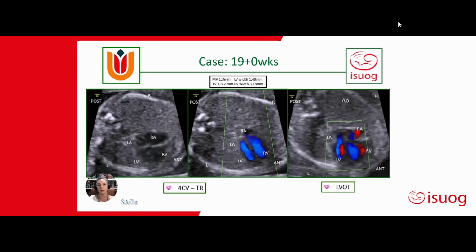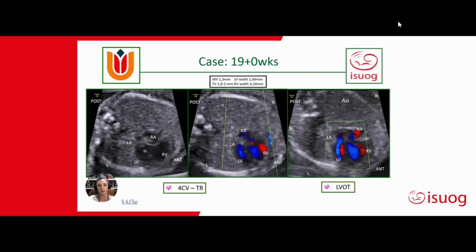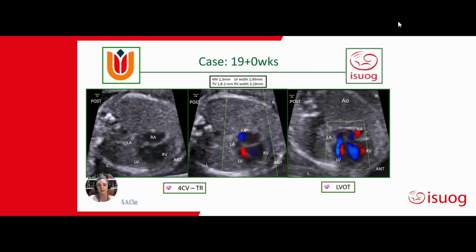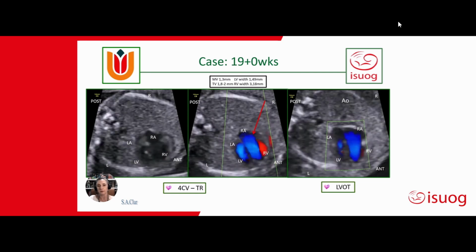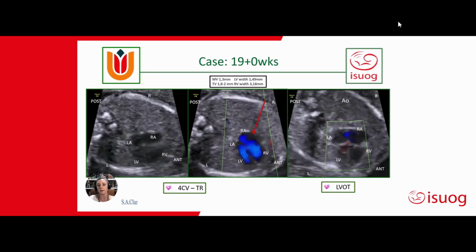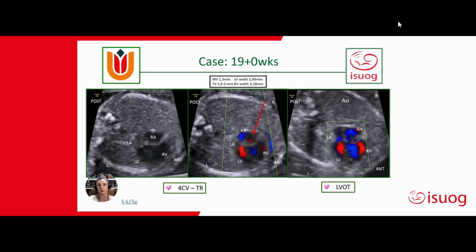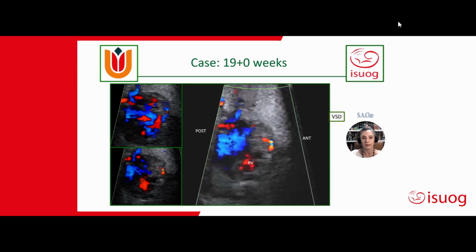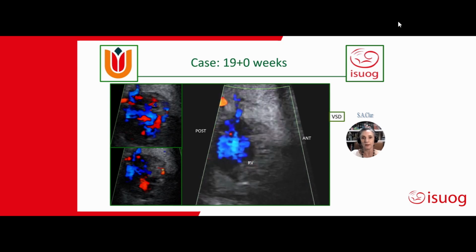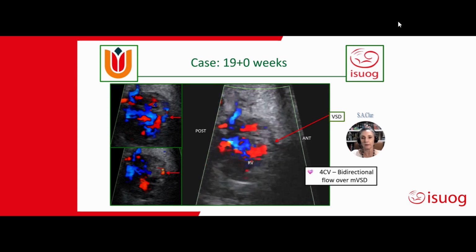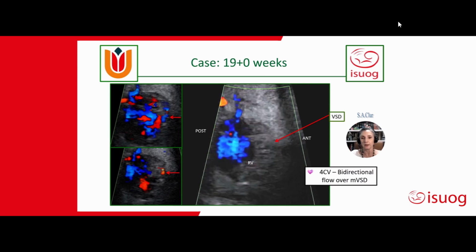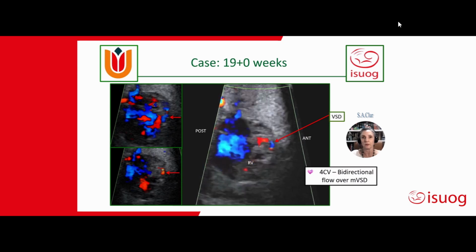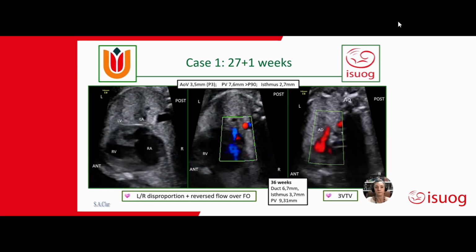This is what the heart looked like at 19 weeks. We can see that the left ventricle is narrow. We can see that there's some tricuspid regurgitation. And we see also that the left ventricular outflow tract is open. At that stage, we were also able to see that there was a small apical ventricular septal defect, and there was bidirectional flow over this small ventricular septal defect.